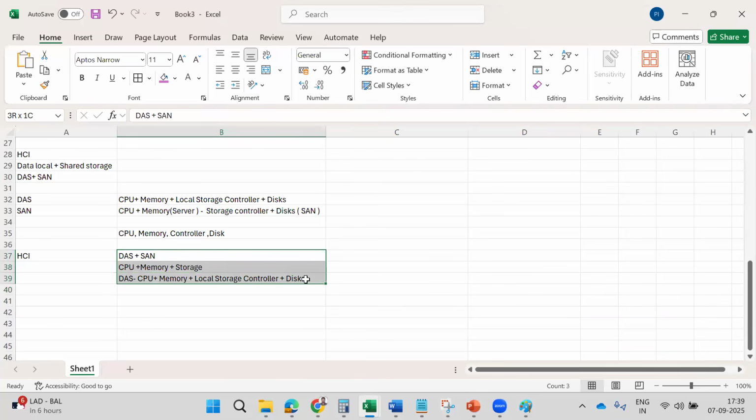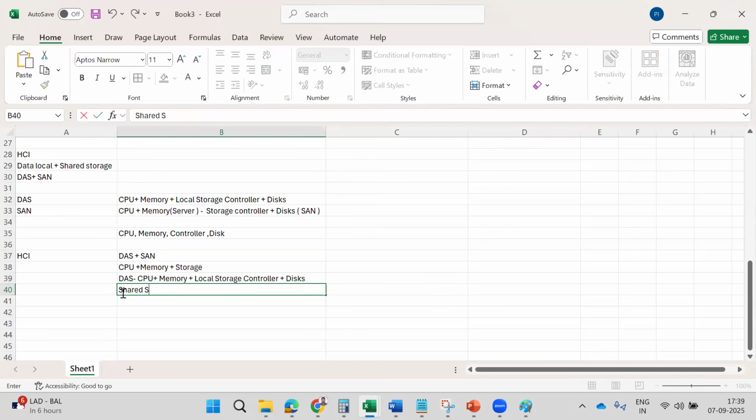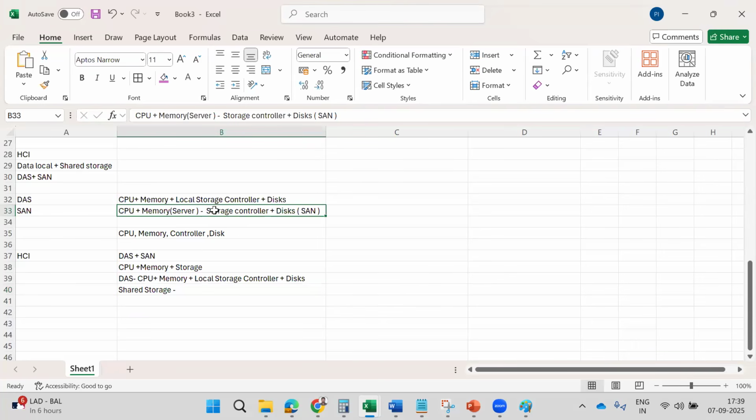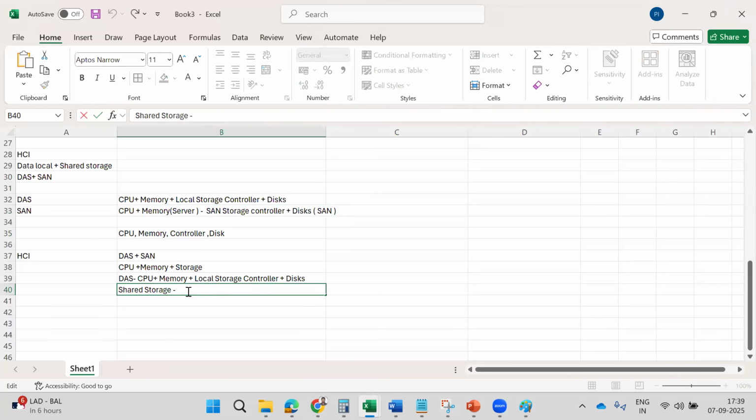This is to create local storage, data local, but what about shared storage? Who does shared storage in SAN? We have something called the SAN controller. The SAN controller in SAN creates the shared storage. Likewise, here I have something called a virtual storage controller. Who creates shared storage? This might be a little confusing.